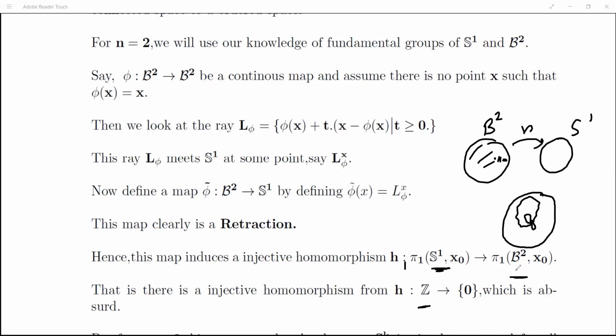So the fundamental group of the closed disk is trivial, and the fundamental group of the circle is the integers. Now, can you have an injective homomorphism from the set of integers to the trivial group? That is completely absurd, because that does not even use any group theory. That is just a set theoretic argument. Z is an infinite set. This is a singleton set. So you cannot have an injective map. So that is a contradiction.